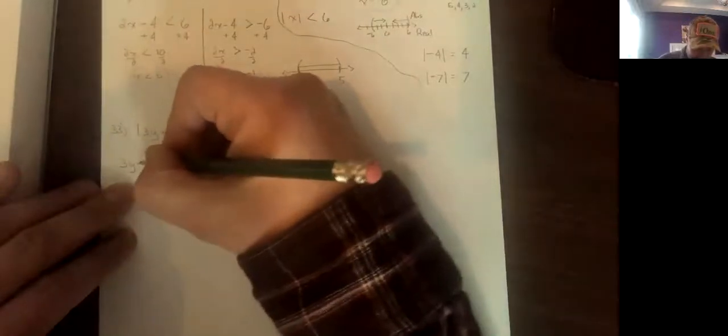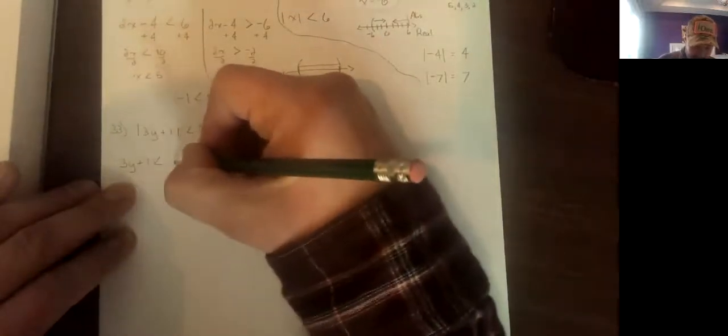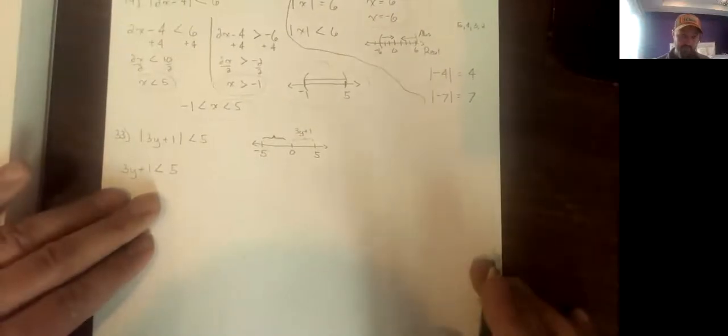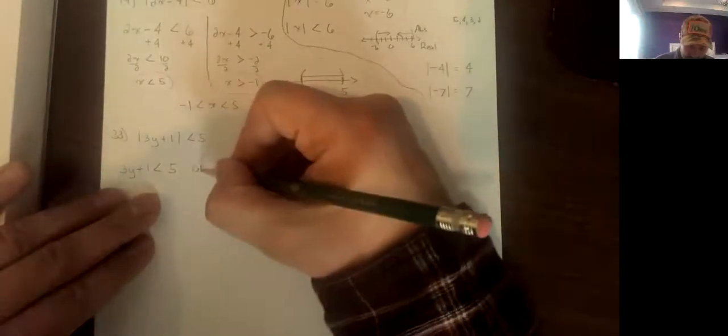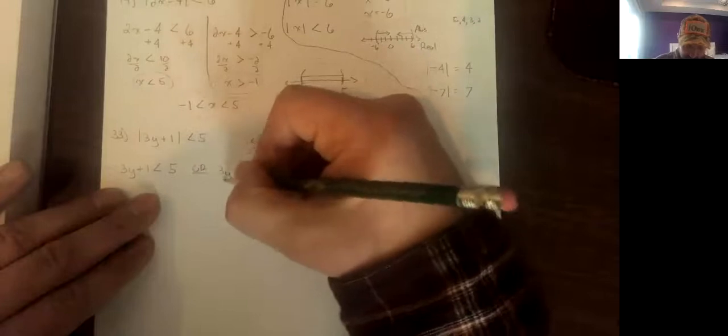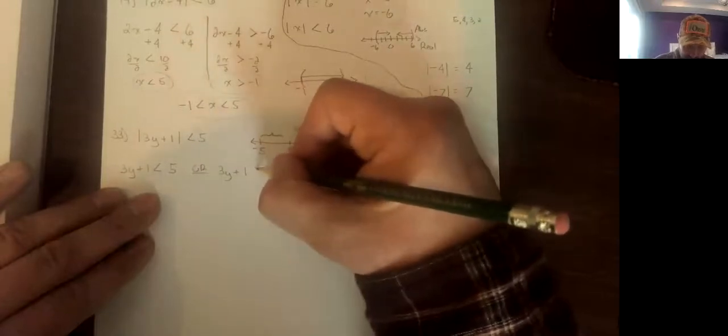So I have 3y plus 1, and I leave it the same for my positive, 3y plus 1 less than 5. But I also have the option to say, well, then it has to be greater than -5 as well.